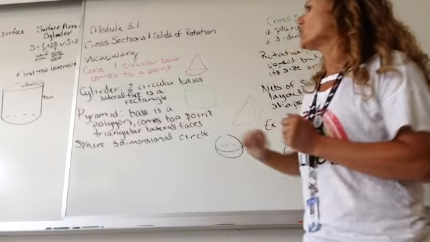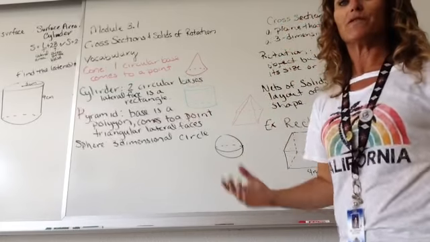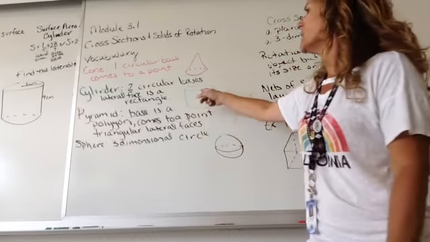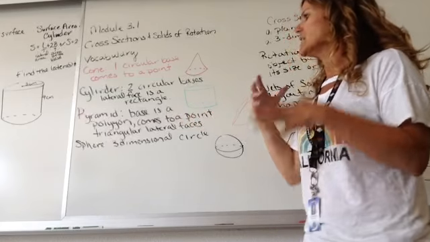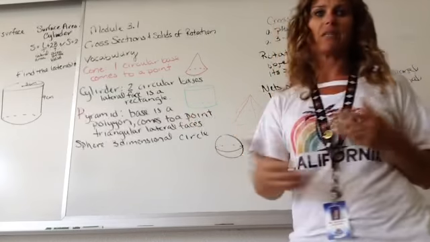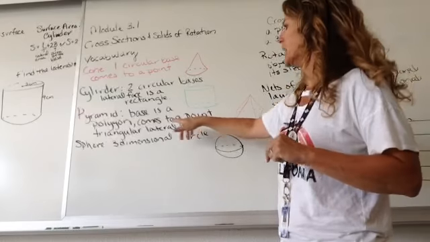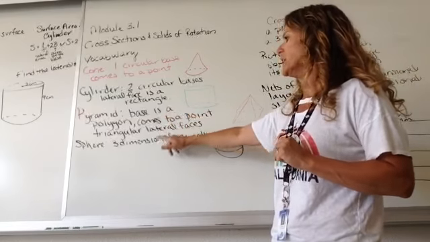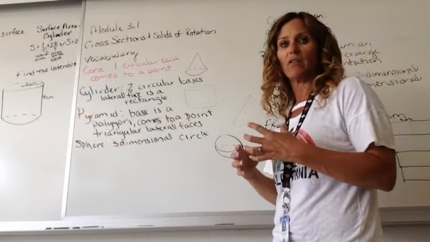A cylinder has two circular bases. The lateral face, when you unfold it, is a rectangle. A pyramid is, the base is a polygon. It can be a triangle, rectangle, heptagon, septagon, pentagon, any of those. And it comes to a point. The lateral faces are triangles, though.